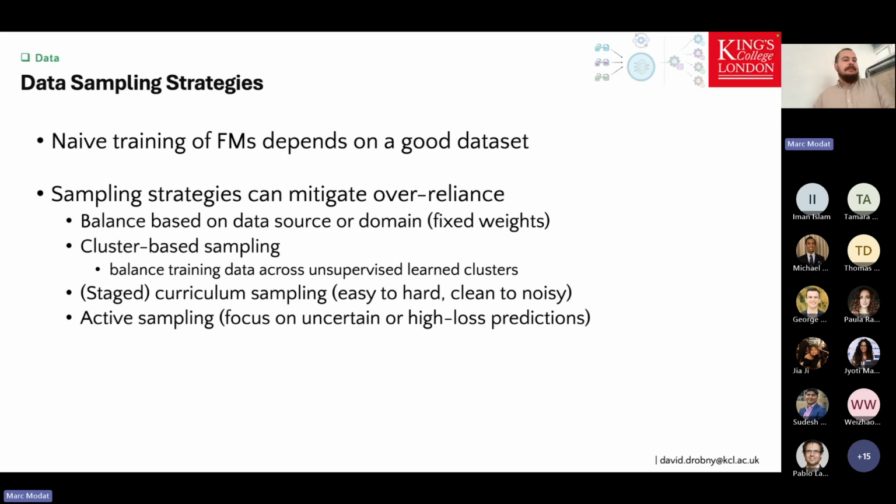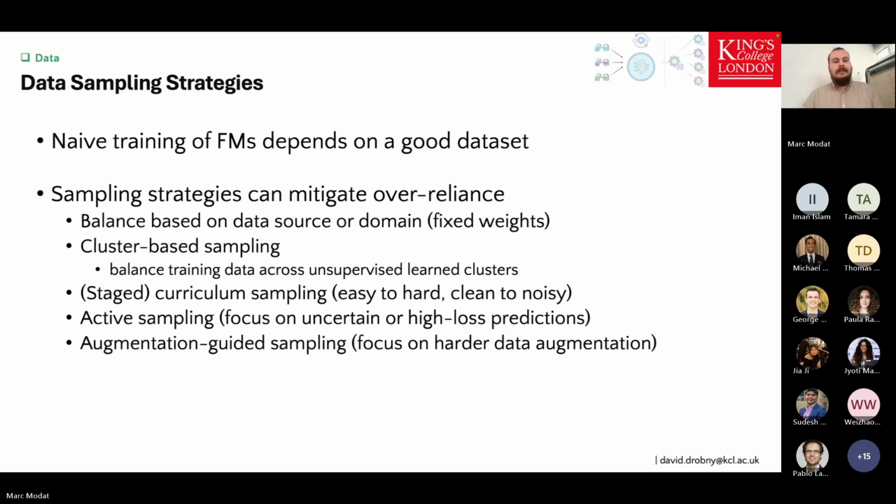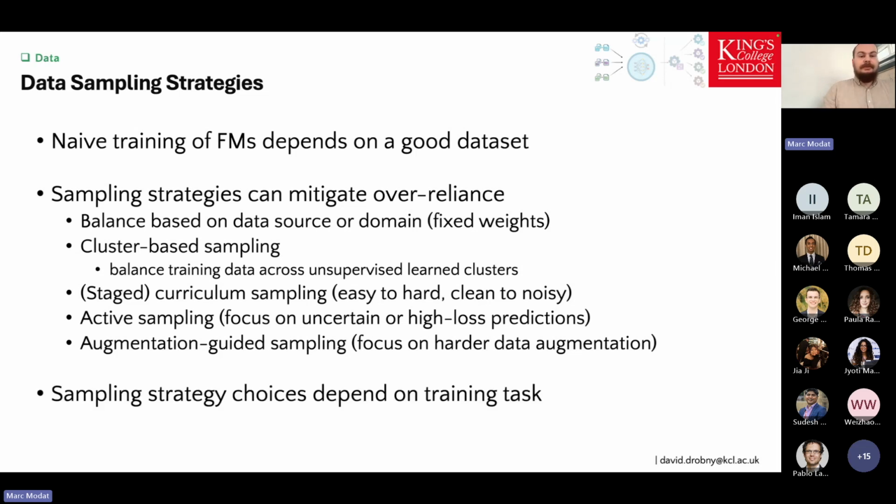There's also the concept of active sampling, where we use information during our training process, for example the uncertainty of our predictions or the value of our loss function, to guide sampling towards data points that have been hard for the model, so we can reiterate and then in future iterations hopefully perform better. There's also the concept of augmentation-guided sampling. If we're using data augmentation, we can start with very simple augmentation, and then while the model capacity increases again, we can do harder augmentation tasks to push the model further.